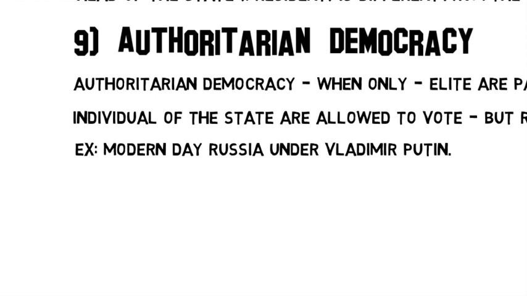That means only the elite class of the society will have a right to contest, and common men of the society of that particular country have only the right to vote and not the right to contest the election. And we have the example of modern day Russia under Vladimir Putin. Now this is all about what you understand as authoritarian democracy.